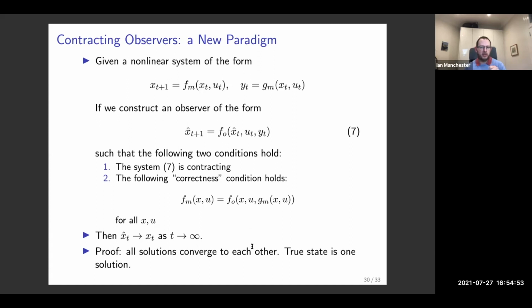Basically, the proof is that on the one hand, all solutions converge to each other. And secondly, the true state is one solution of the system. So if all solutions converge to each other and the true state is one solution, then all solutions converge to the true state. And so what we need then is to be able to guarantee these two properties. This one we've just guaranteed through the construction I gave on the last few slides. So by definition, our model is contracting.